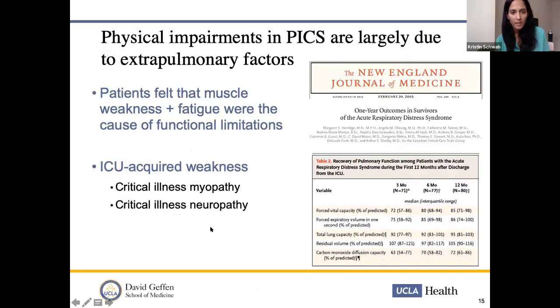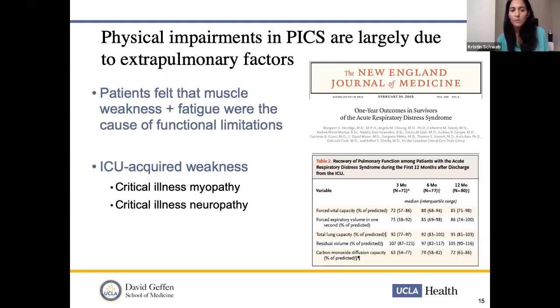intervals. When they surveyed these patients in the studies, the patients felt that their muscle weakness and fatigue were actually the cause of these functional limitations, as opposed to shortness of breath or pulmonary factors being the cause of their limitations. And so this, coupled with the fact that the spirometry and the lung volumes looked relatively normal in these patients, really led these authors to conclude that these physical impairments in PICS are largely often due to extrapulmonary factors, and this has been accepted by many of the experts moving forward in terms of the cause of these physical impairments.